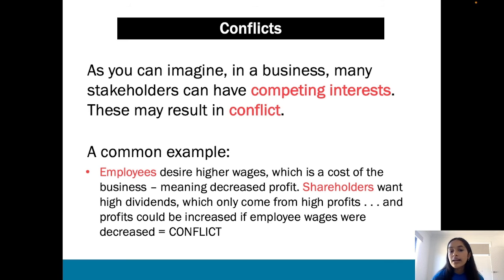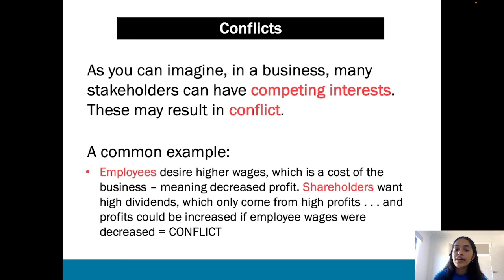A really good example of this is that employees want higher wages, but that's at the cost of the business. Because if they have higher wages, the business has to pay them more. That's going to decrease their profit because that's almost like an expense. Shareholders want high dividends, and that only comes from high profits, as we talked about before. And so profits could be increased if employee wages were decreased.